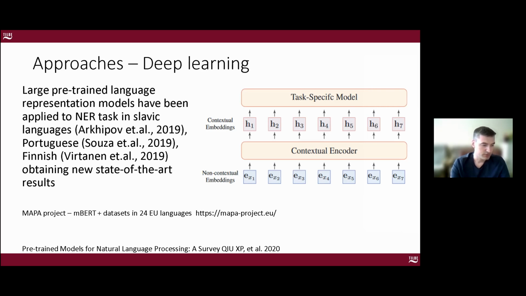And it's also used in the MAPA project, where multilingual BERT is used as a contextual encoder. And on top of that, there are task-specific layers. And it also has a data set on 24 European languages. And as the result, we get a named entity recognizer, which could be used for anonymization of data for all 24 languages.